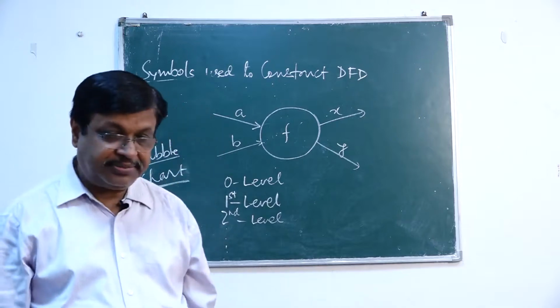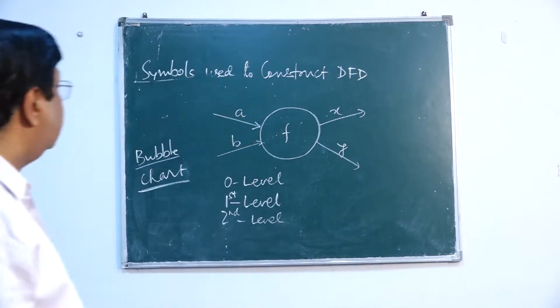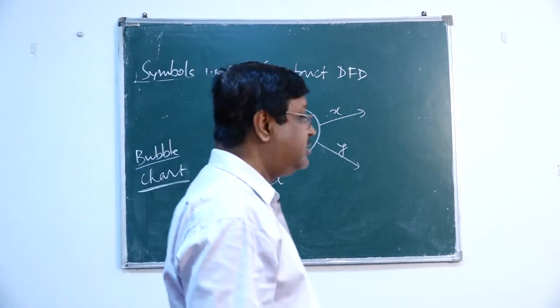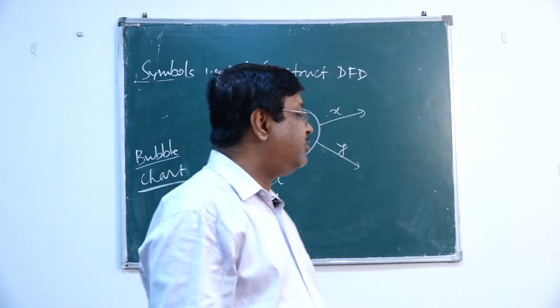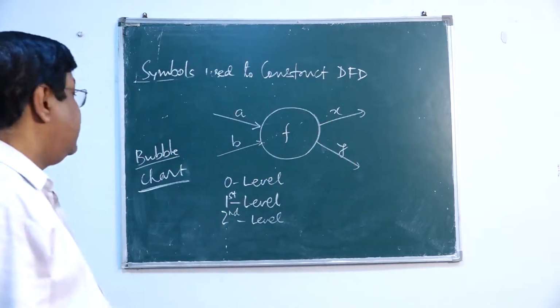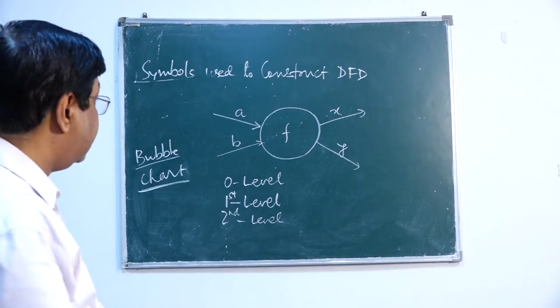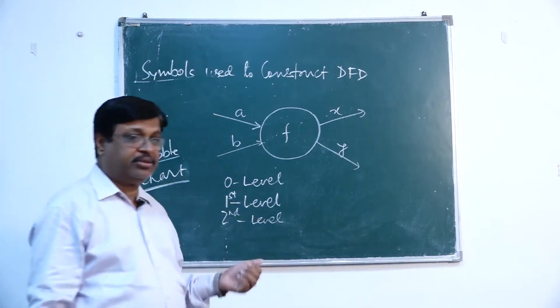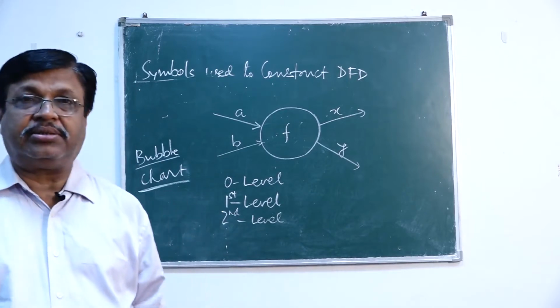So, I think it should be clear. We have understood the definition of DFD and the symbols and rules for the construction of DFD. In the next class, we shall try to understand the different levels, first level, second level, third level and so on. So, thank you.